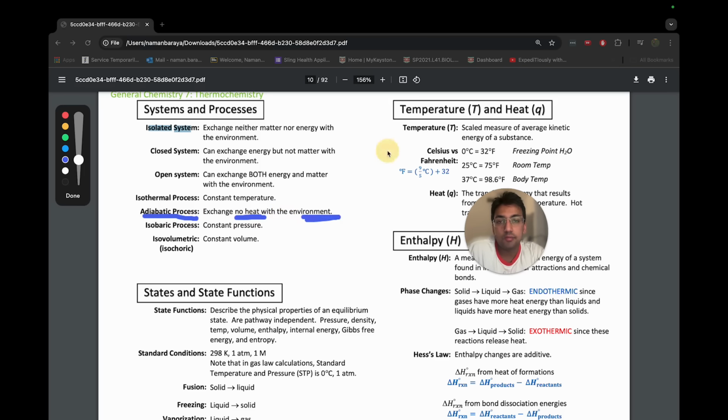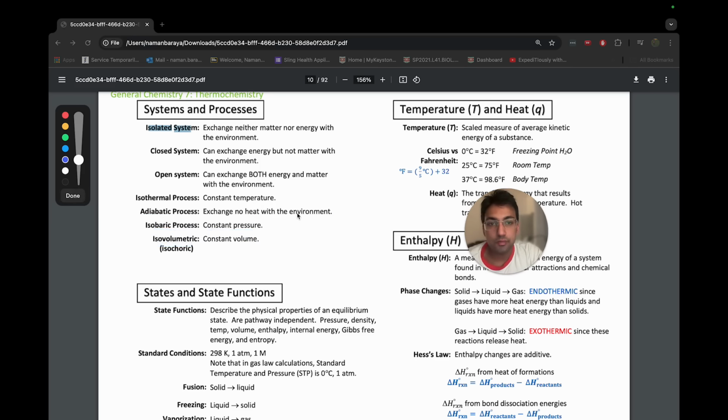So you can imagine this is so thick walls that there's no heat exchange, and so this is the same heat at the same time. The temperature might be changing, but the heat is the same. Now we have isobaric and isovolumetric. Isobaric means there's constant pressure. Isovolumetric means constant volume.